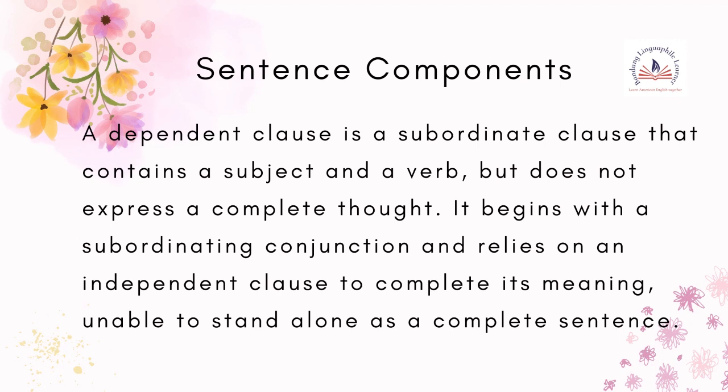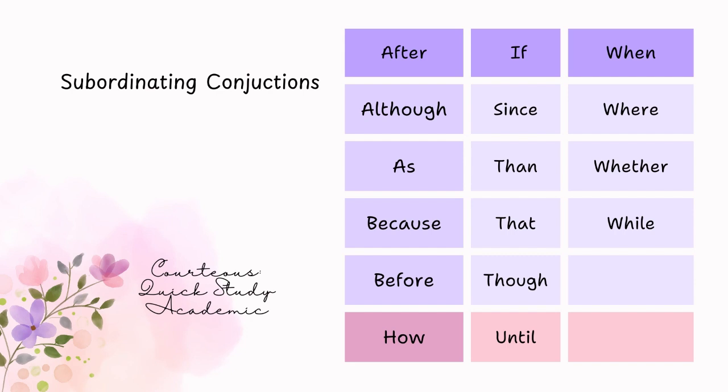A dependent clause is a subordinate clause that contains a subject and a verb, but does not express a complete thought. It begins with a subordinate conjunction and relies on an independent clause to complete its meaning, unable to stand alone as a complete sentence. Subordinate conjunctions, for example: after, although, as, because, before, how, if, since, then, that, though, until, when, where, whether, while.